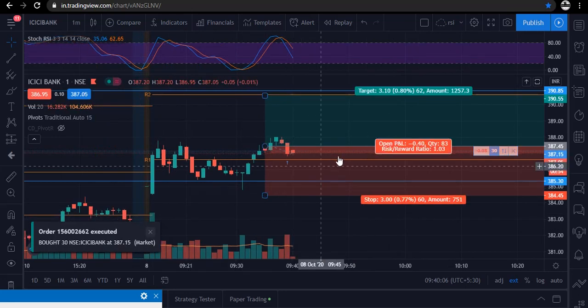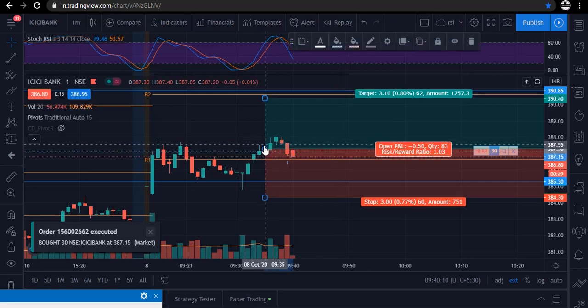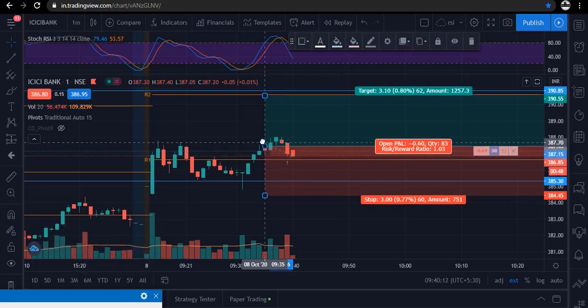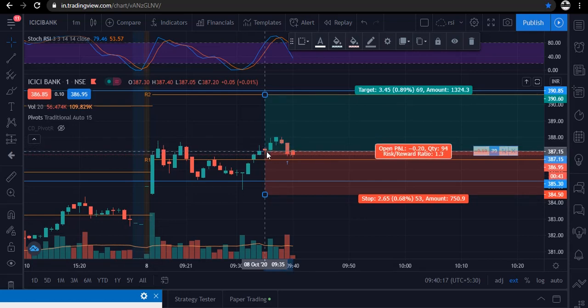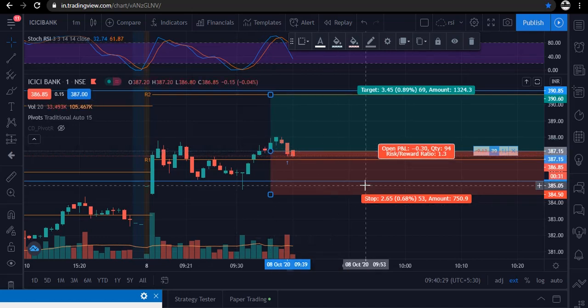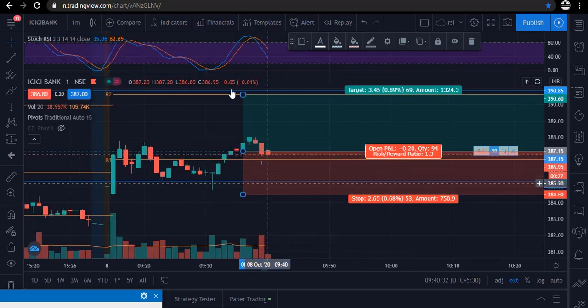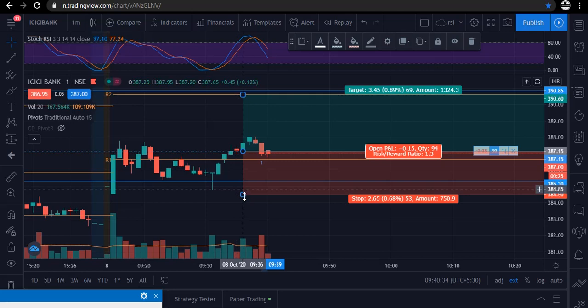Okay traders, so here it is. So let's drag this tool to calculate our risk reward. Okay, so traders, our risk reward ratio is 1.3 and now let's place our target and our stop loss.